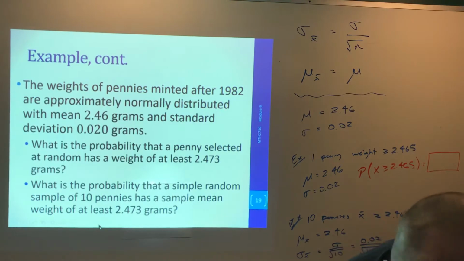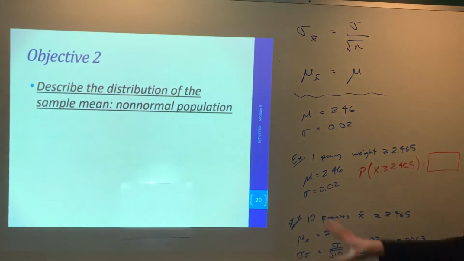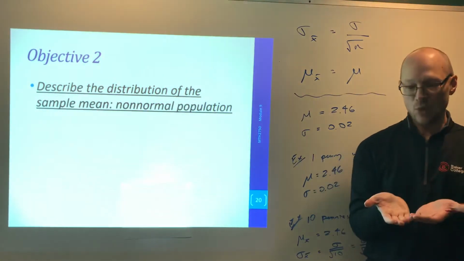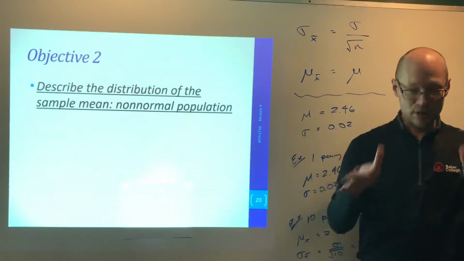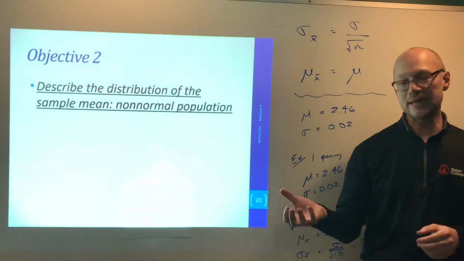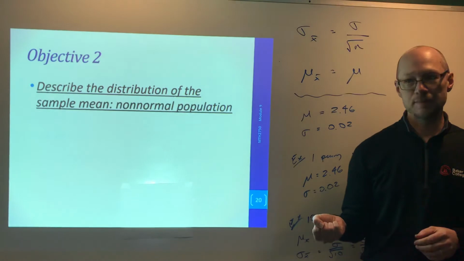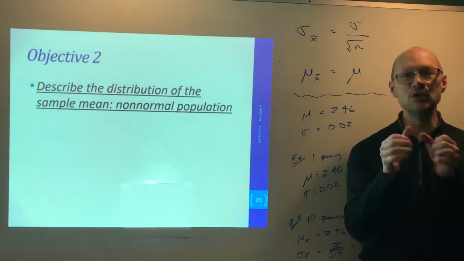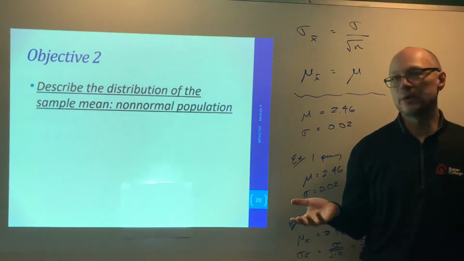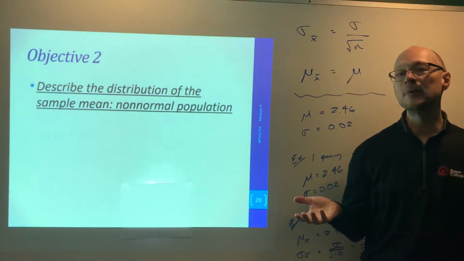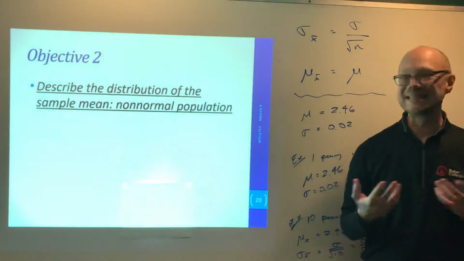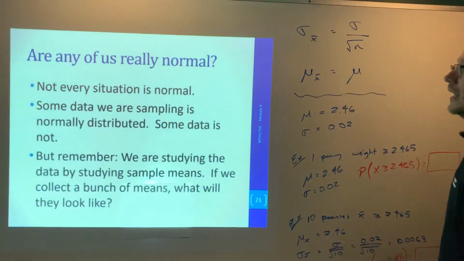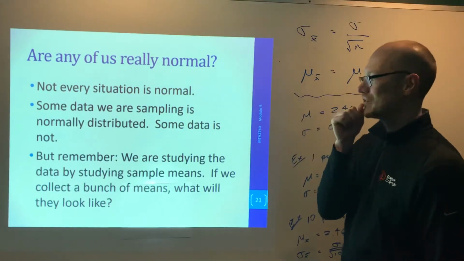Okay, so now, yep, we're good. Now, this is a fun thing. Objective 2 for this. What happens now? The pennies were normally distributed. Toddlers normally distributed, right? So if we're taking a sample of these things, well, a bunch of samples taken from a normal population is probably going to be normal, right? Well, what if we take a bunch of samples from a population that is not normal? We take a bunch of samples from something, and not every situation is normal, right?